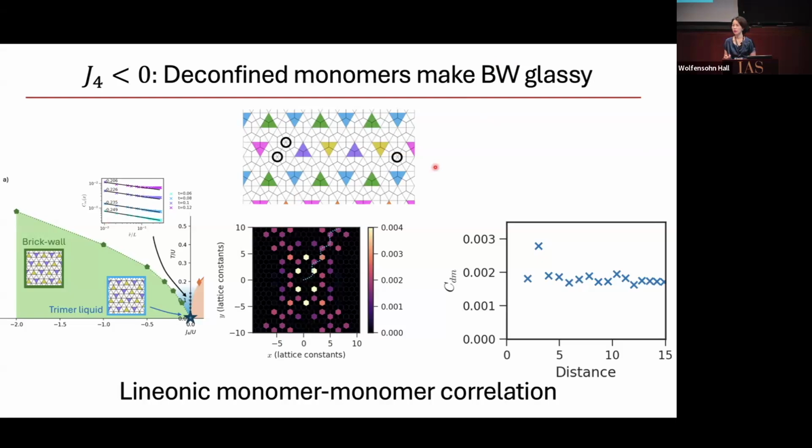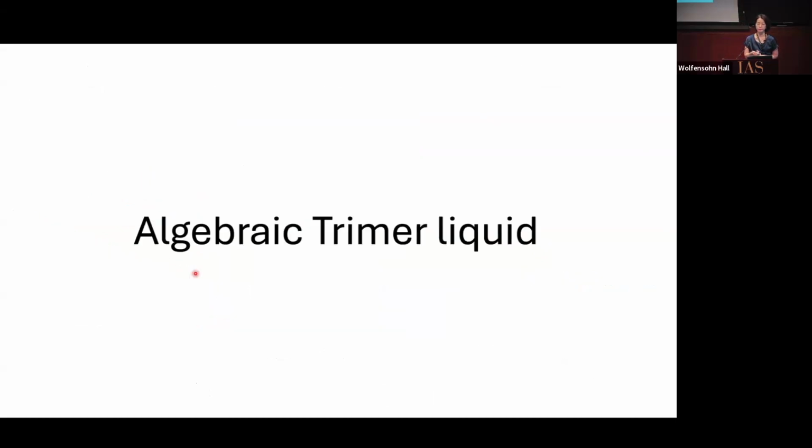So now I've covered two sides of the phase diagram where the perturbations have ordered our extensively degenerate ground state. And now we can move on to the most interesting part, having to do with the trimer liquid. So, the algebraic trimer liquid.